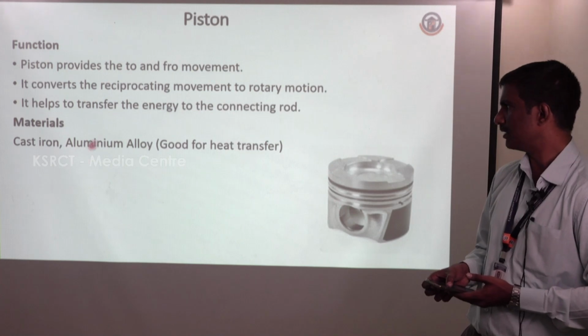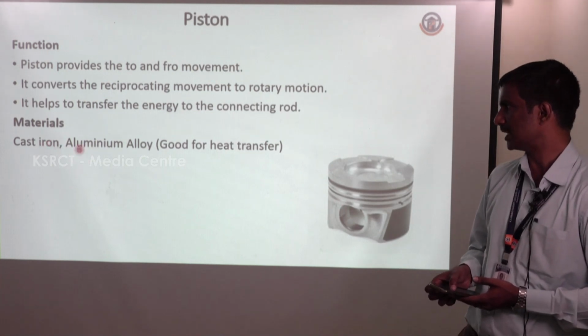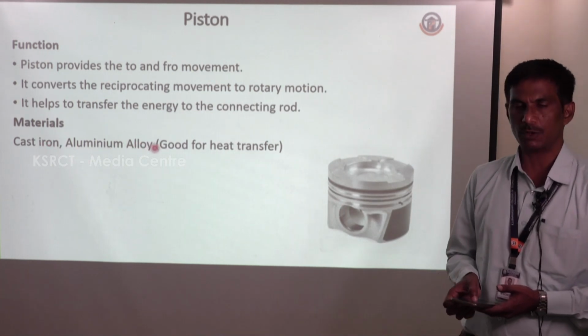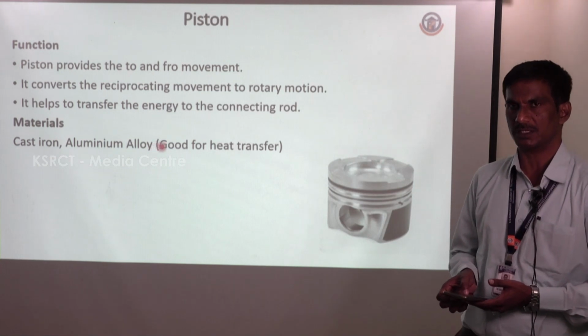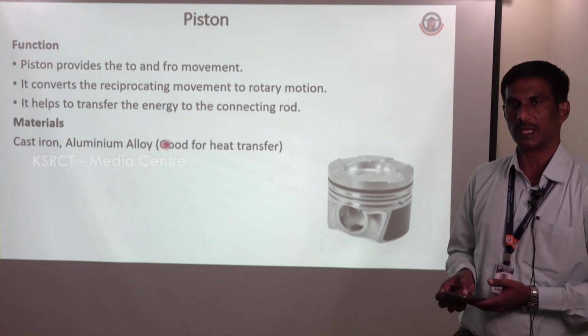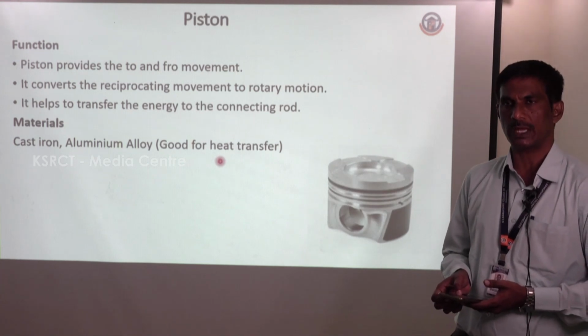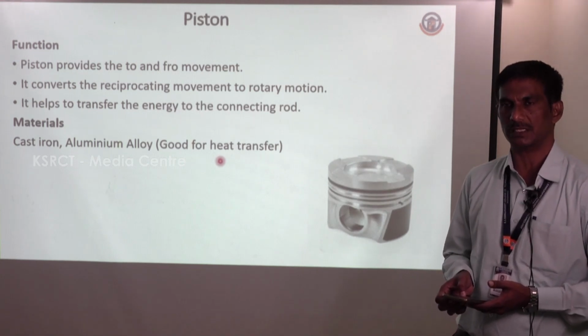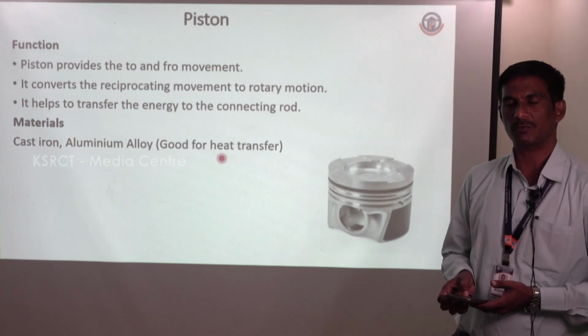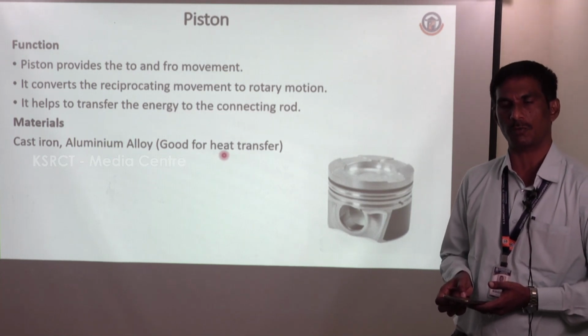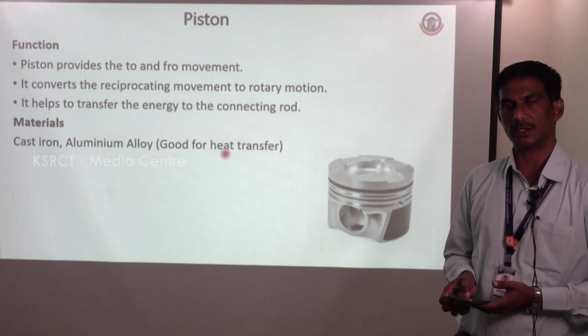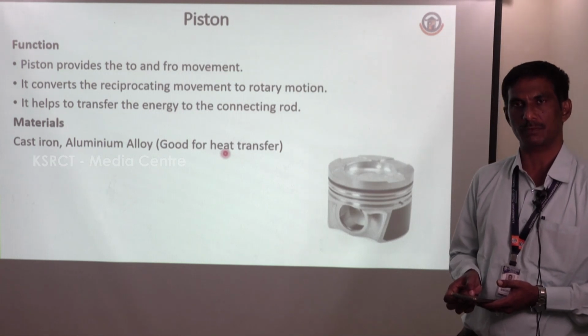What type of material are we using? It is cast iron and aluminium alloy. Already I told why we prefer aluminium alloy: for the lighter weight and also for good thermal conductivity, so that we can dissipate more heat. You know that the combustion process inside the cylinder goes up to 1000 based upon the combustion process and the engine size. It can go up to 1500, 1800, 2000 degrees Celsius also.